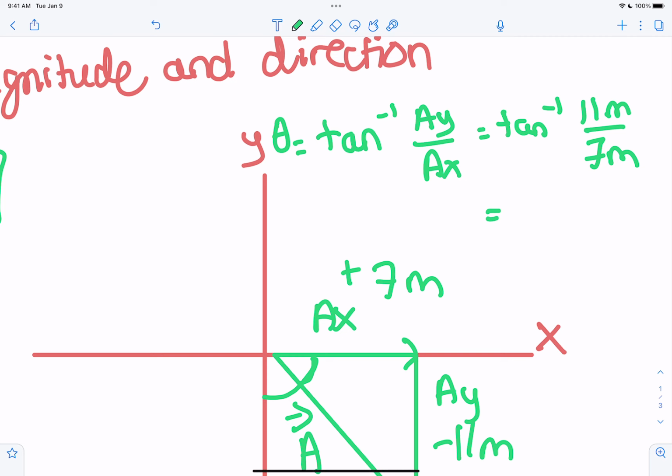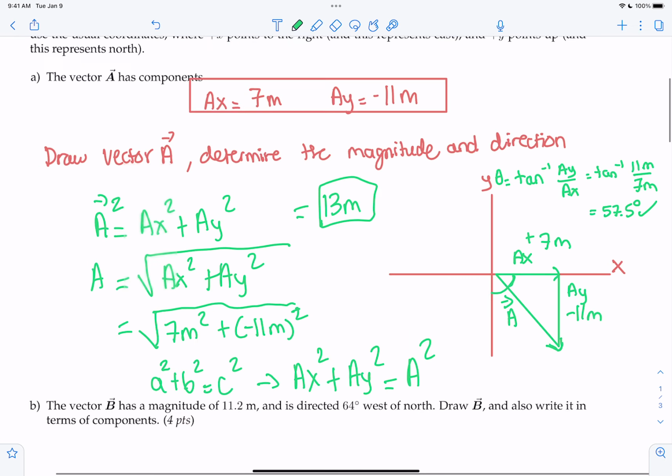Can anybody tell me what they got for that? 57.5 degrees. Anybody else get 57.5 degrees? Okay, we got two people who have 57.5. So far that seems like the consensus. Okay, more people. Excellent. Yeah, 57.5 degrees is correct. So we have our angle finally.